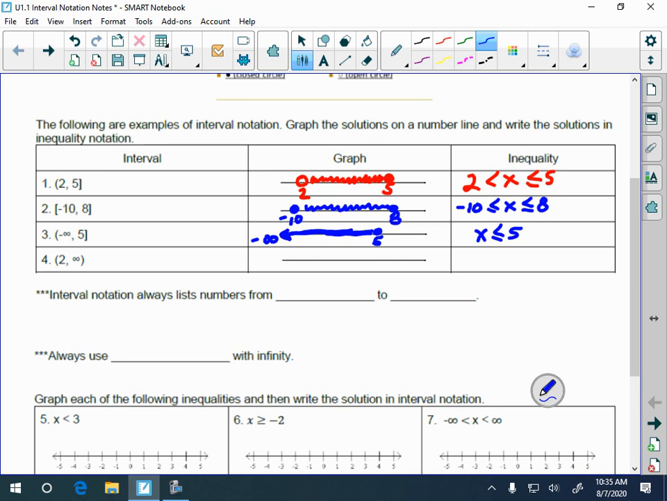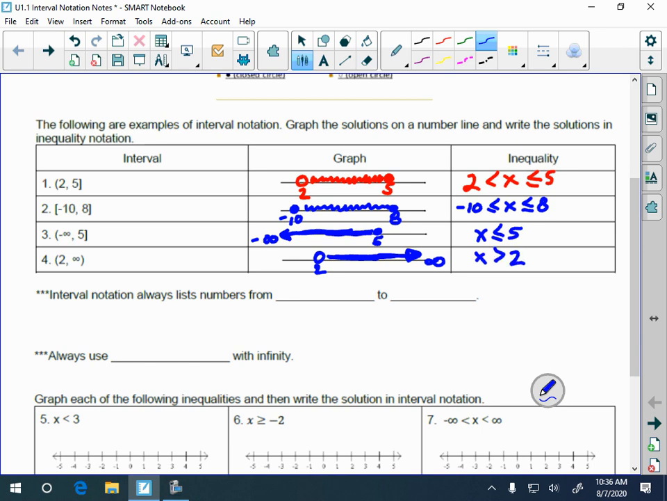Right, and then number 4, 2 to infinity gets shaded. So we're going to do an open circle on 2. We're going to go to positive infinity this time. So everything between 2 and infinity is shaded. And so we're going to shade everything to the right of positive 2. And so we say all the solutions that are greater than 2. So x is greater than 2.